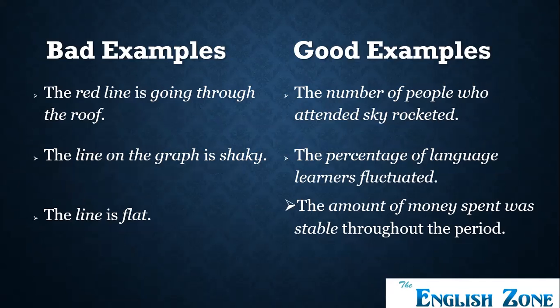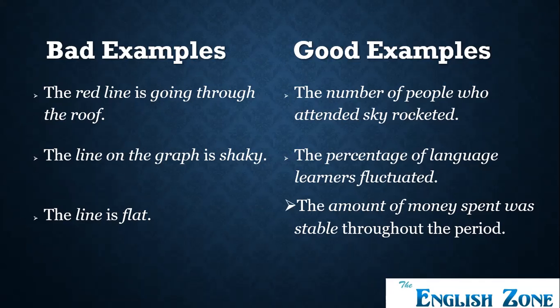So how can we replace these? "The number of people who attended skyrocketed." Skyrocketed means increased. "The percentage of language learners fluctuated." Fluctuated means up, down, up, down; this kind of trend is there. "The line is flat" becomes "The amount of money spent was stable throughout the period."